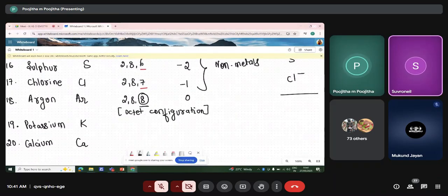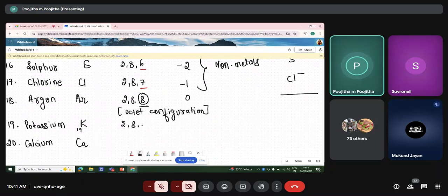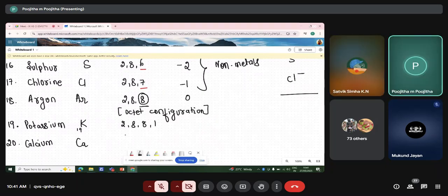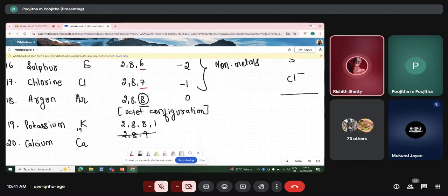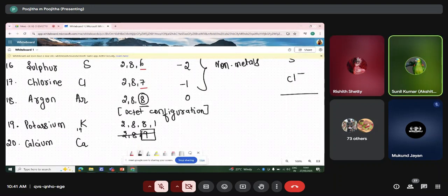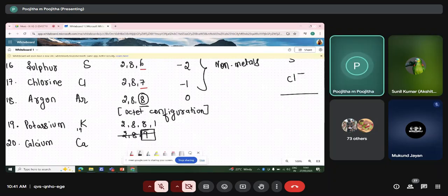So potassium atomic number 19, so electronic configuration is 2, 8, 8, 1. Why can't I write 2, 8, 9? Is it correct to write 2, 8, 9? No, ma'am, because the maximum capacity of the M shell would be 8. The outermost shell cannot have more than 8 electrons. It has been found in nature that those elements which are stable have at most 8 electrons in their outermost shell. That is why one electron will jump to the next energy level.